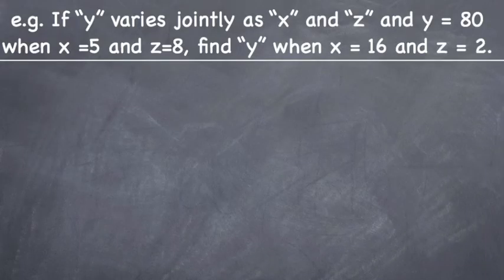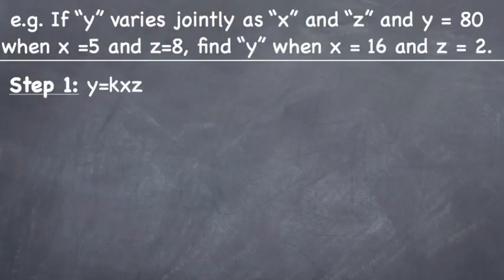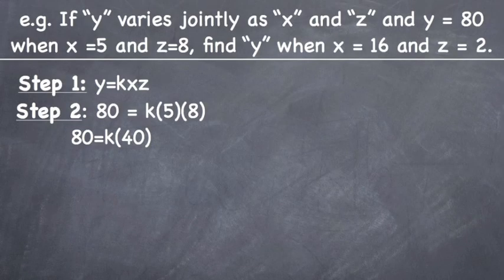An example of a joint variation equation would be: if y varies jointly as x and z, and y equals 80 when x equals 5 and z equals 8, find y when x equals 16 and z equals 2. The first step is to write out the equation. Then use the given information to find the value of k.